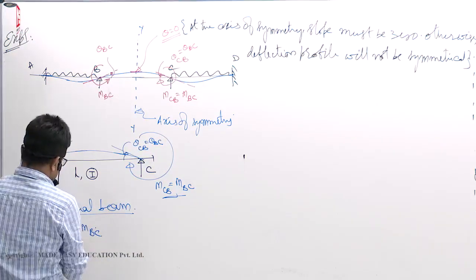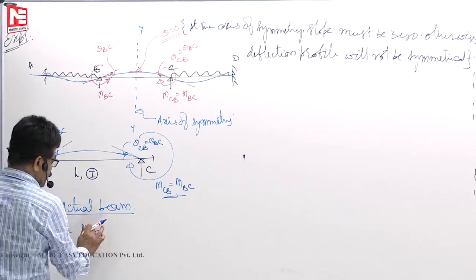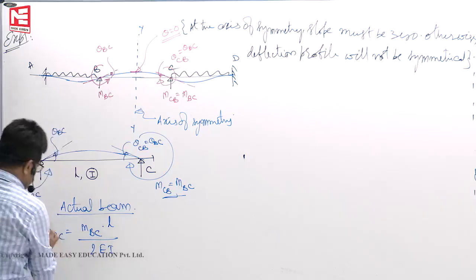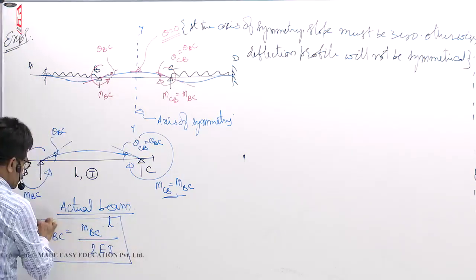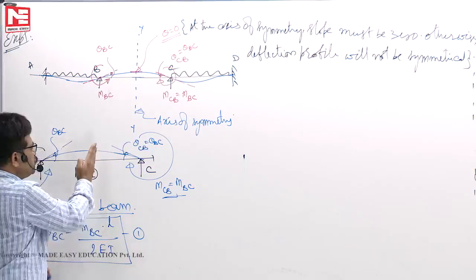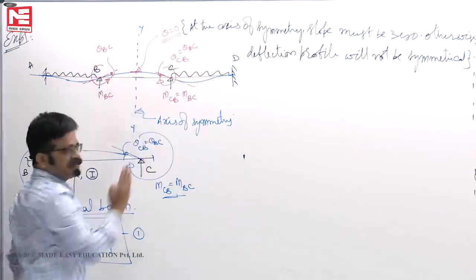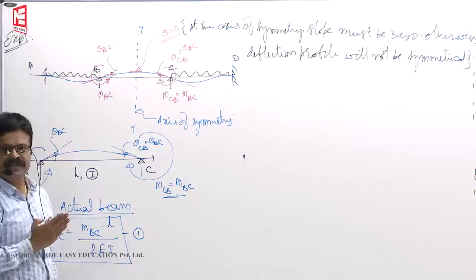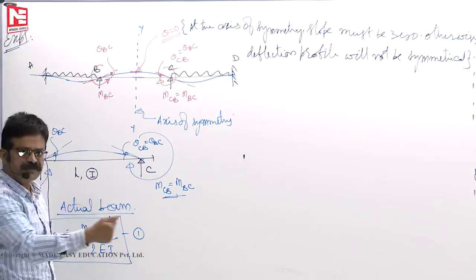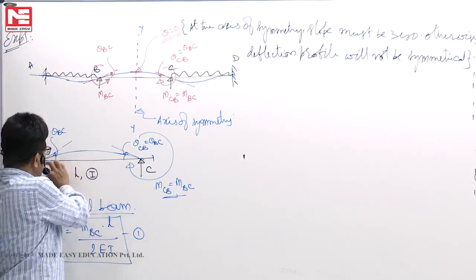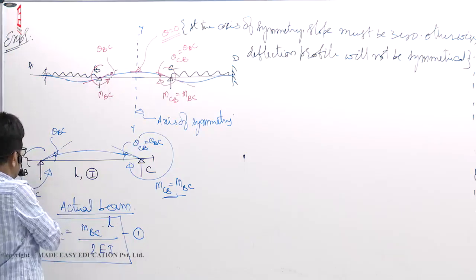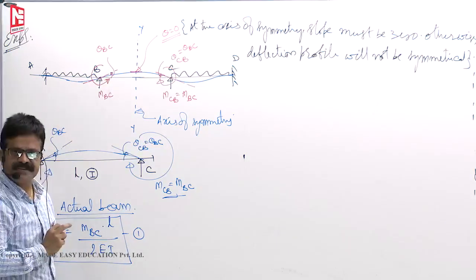So, theta BC formula we know from strength of materials, MBC into L by 2EI. This is what you have studied. Now, since I don't want to deal with the other half, I want to deal with only half of that. That means this portion I don't want to discuss. Now, how much beam length and I value should I take so that MBC produces the same theta BC?